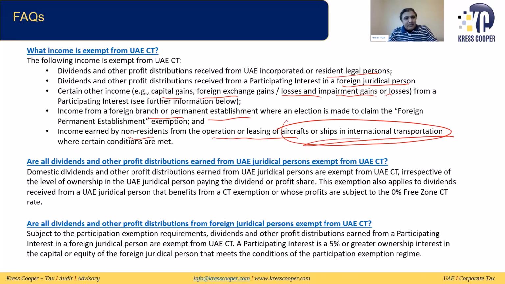Income derived by a non-resident from operational leasing of ships and aircraft in international transportation, we have already discussed in detail. All dividends and other profit distributions earned from a UAE juridical person are exempt from UAE corporate tax. We have already discussed this in the first category.